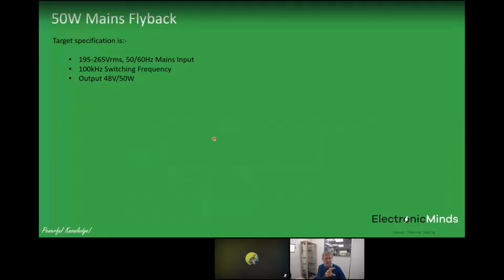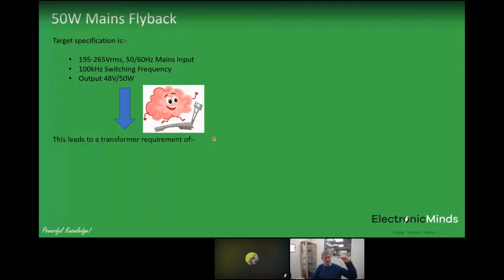Now, the first step is obviously to translate the target specification of this converter through to a requirement for the transformer. I'm not going to show that here, because that's not what this webinar is about. This webinar is about taking the magnetics requirements and turning that into something you can make on the bench. So there's a leap of faith involved here, a bit of mental arithmetic, which takes that spec and gives a transformer requirement of the following.